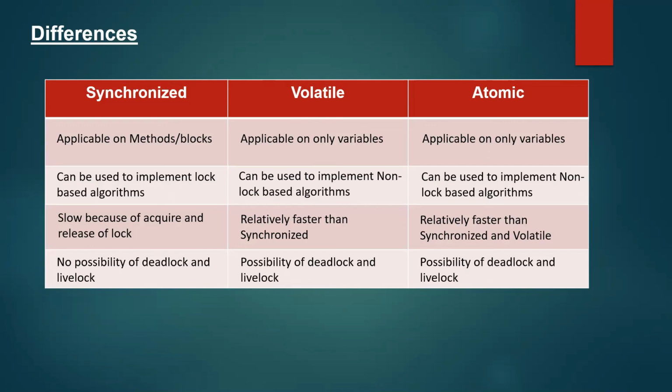So in this video we started with understanding what multi-threading is, what a race condition is, and how to actually resolve it using the synchronized keyword, volatile, and atomic. And finally, we discussed the differences and when to use what.